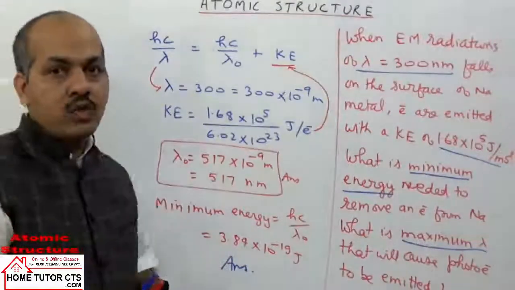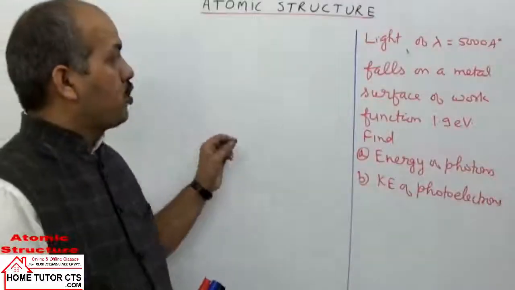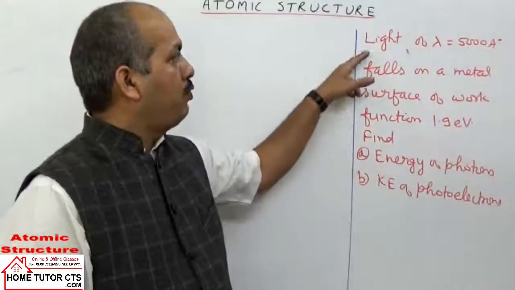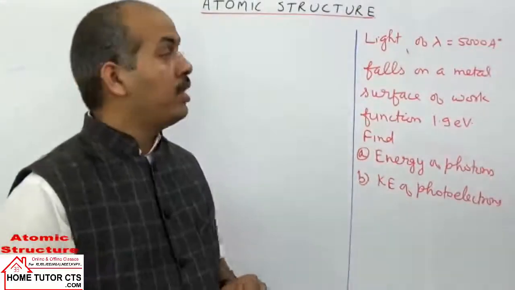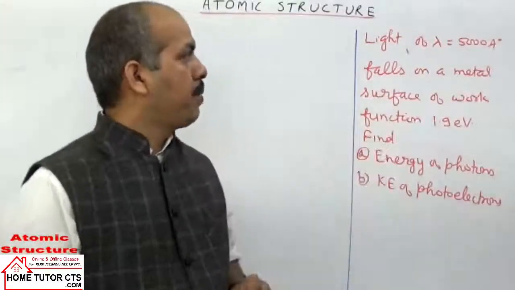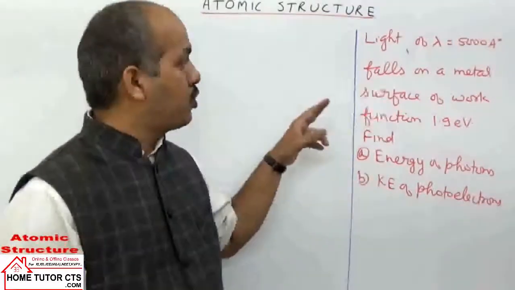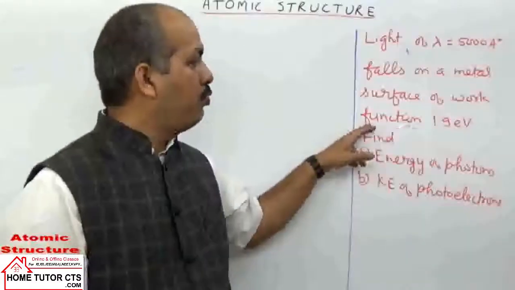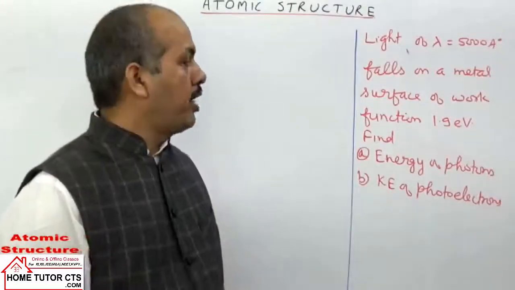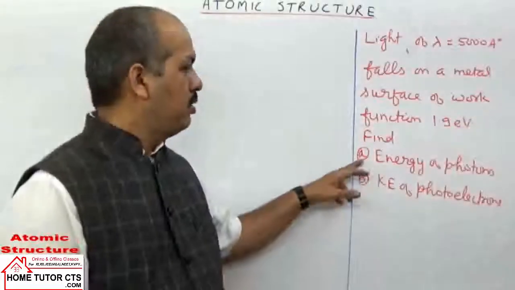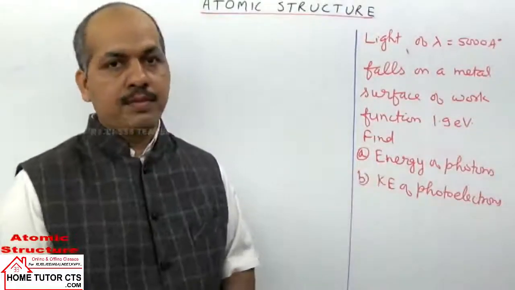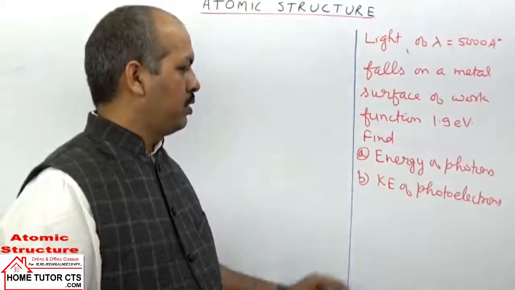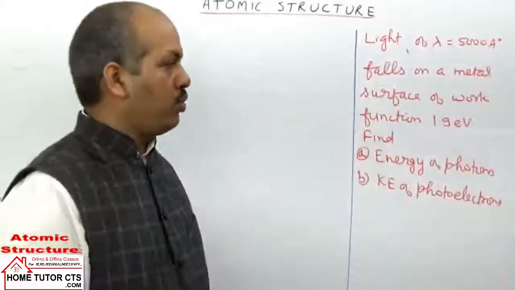चलिए let us take the next question now. So let us take our next question. आप लोग क्वेश्चन लिख लीजिए. Write down the question. Light of wavelength 5000 angstrom falls on a metal surface of work function 1.9 electron volt. Find part A, energy of photons, and part B, kinetic energy of photoelectrons.